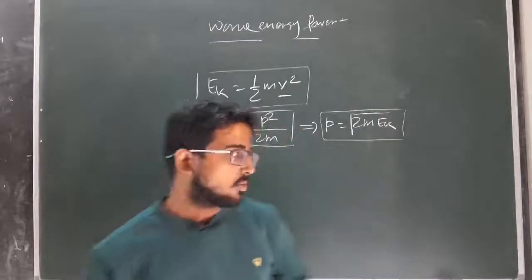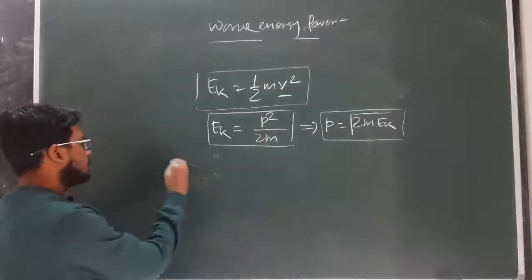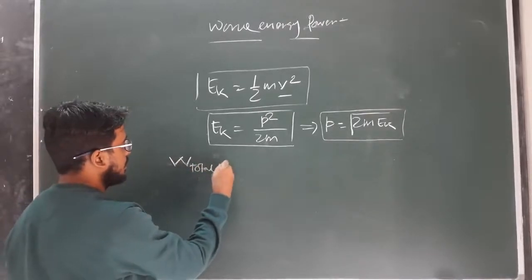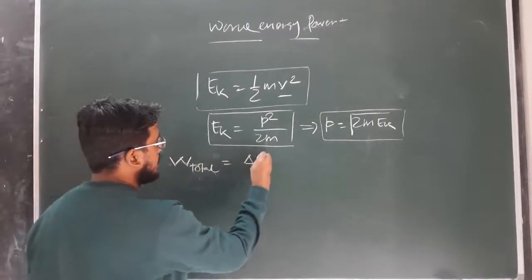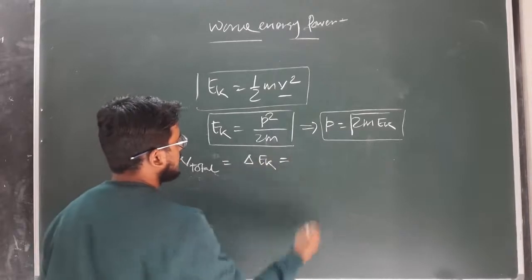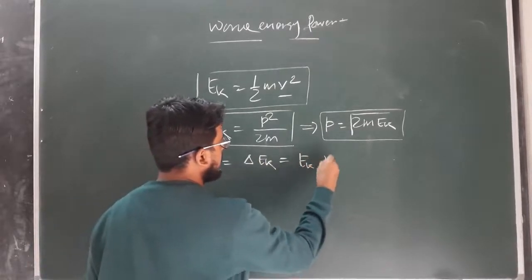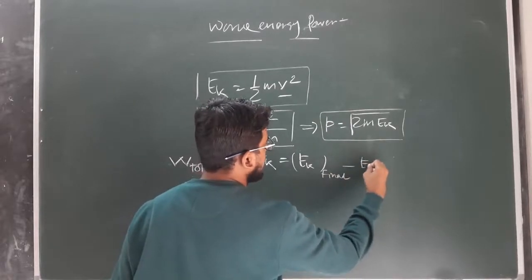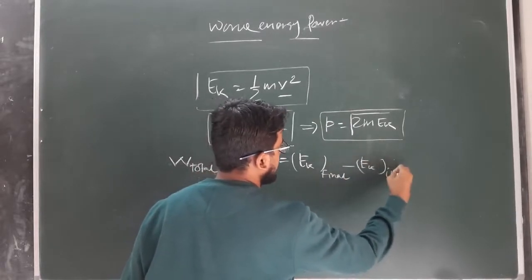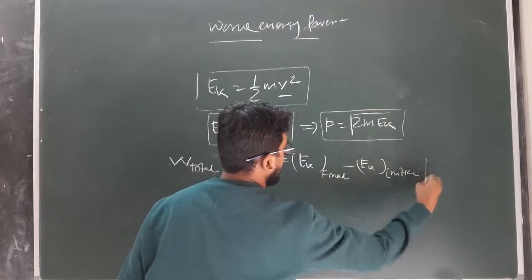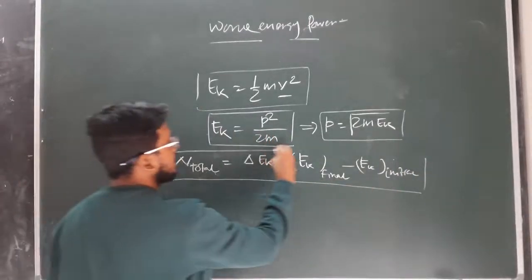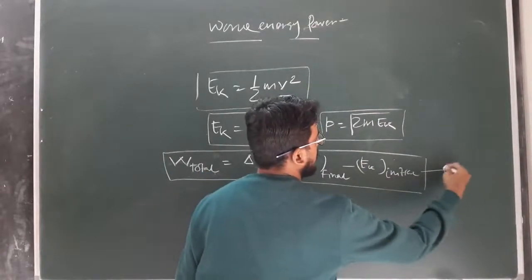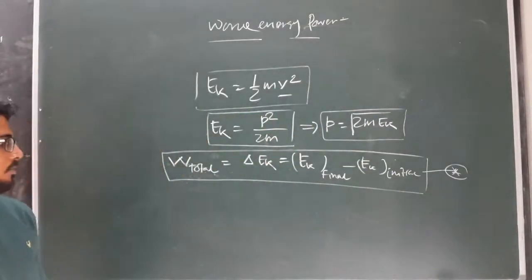So we already studied these expressions of kinetic energy and the relation between linear momentum and kinetic energy. Then we discussed what the work energy theorem is. According to the work energy theorem, the total work done on a body equals the total change in kinetic energy, or this can be expressed as kinetic energy final minus kinetic energy initial. This is known as the work energy theorem, which is very important, and by its application we can solve a large number of numericals.